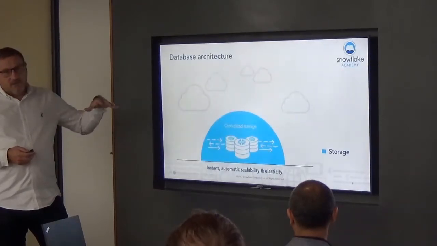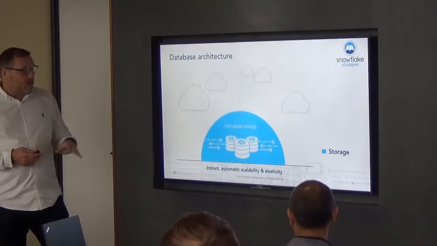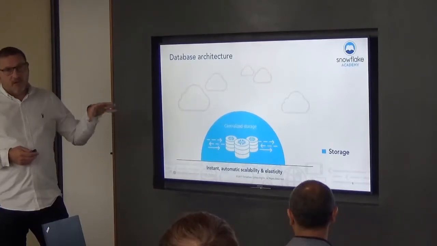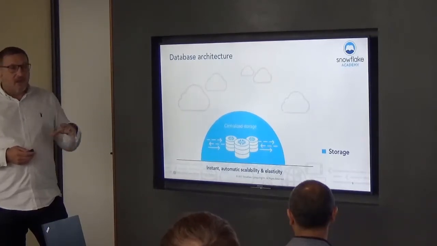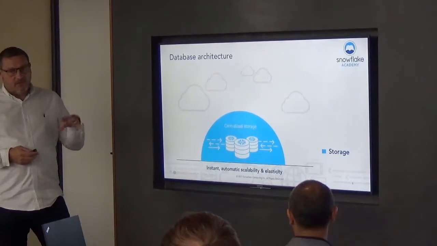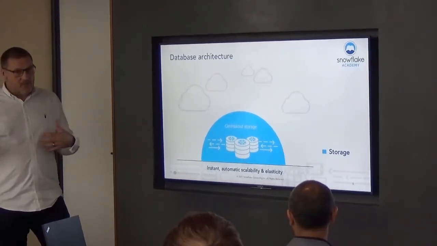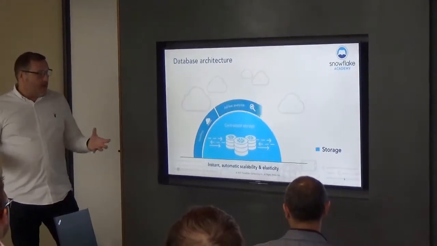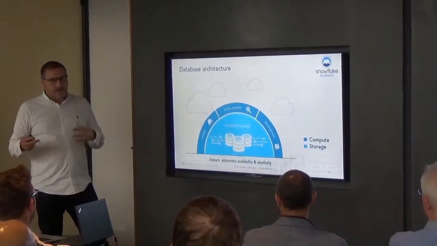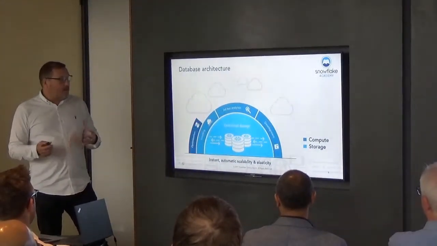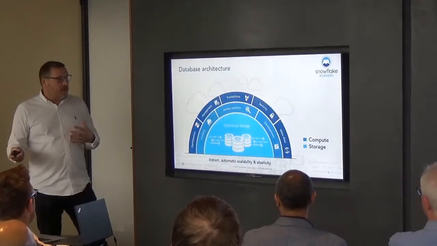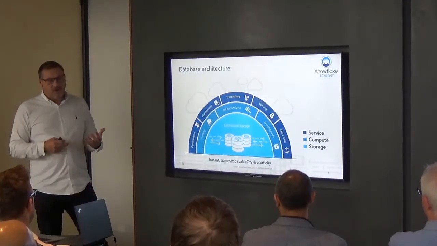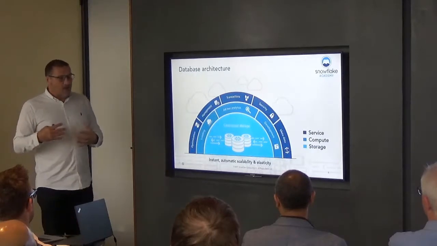How this really works when we're putting together our system: centralized storage. Like Amazon, we use S3, so all of your data is on S3 storage, so you get really cheap cloud-scale storage which you can grow into. Wrap around that is compute for loading, analytics, development, and then everything that's coming in and out of Snowflake is on the service platform, which is managing all the transactions, security, all the metadata.